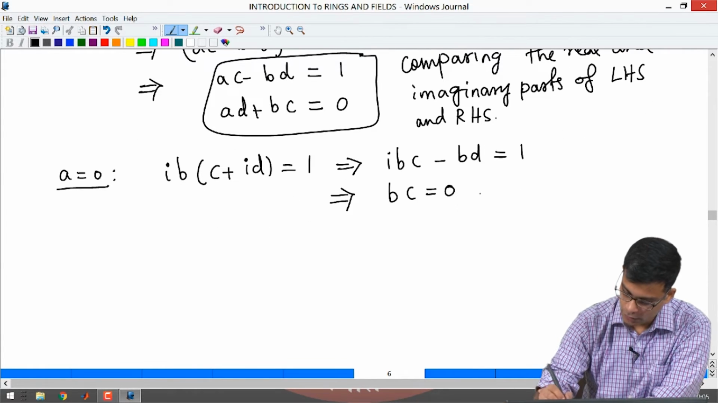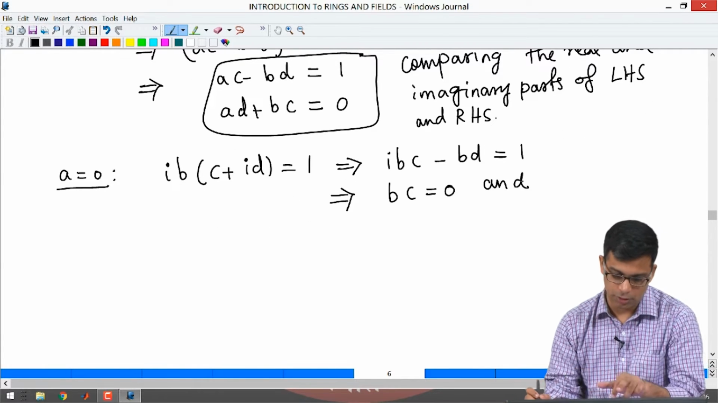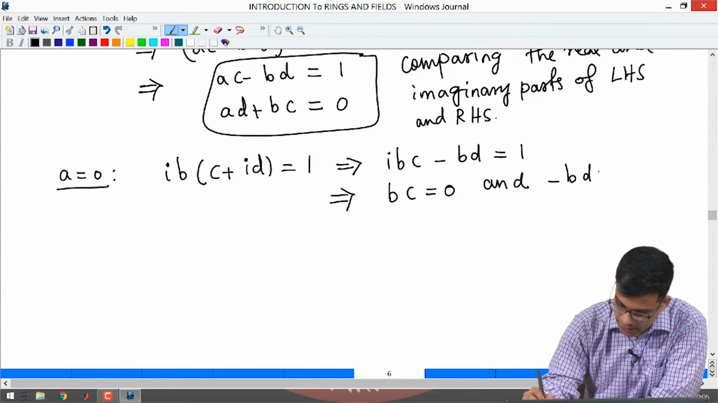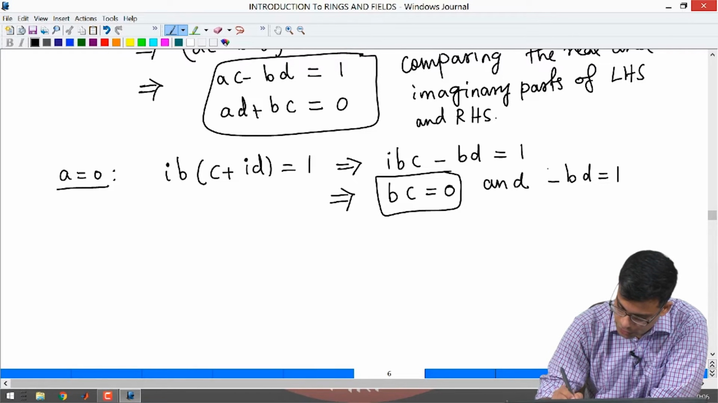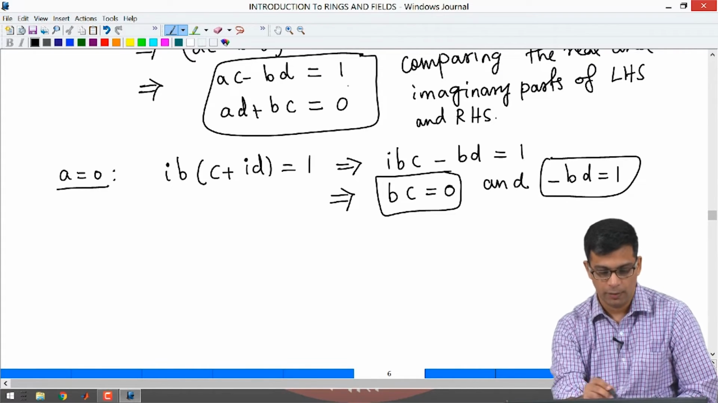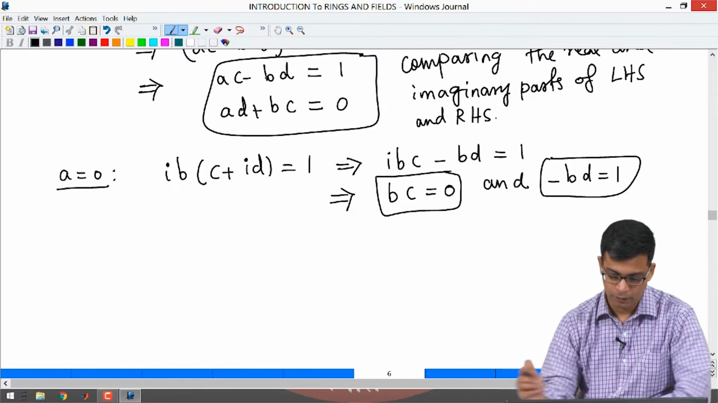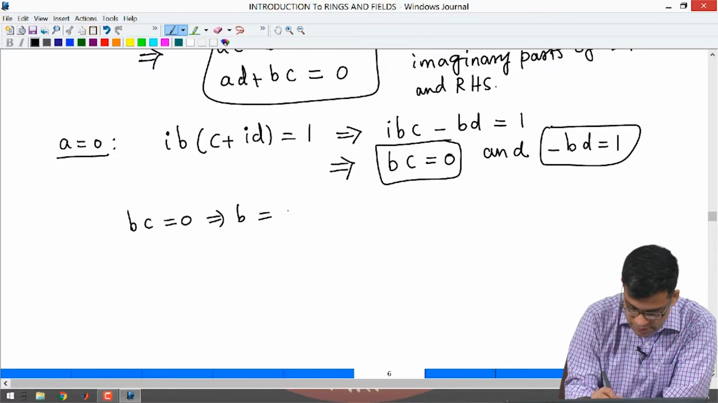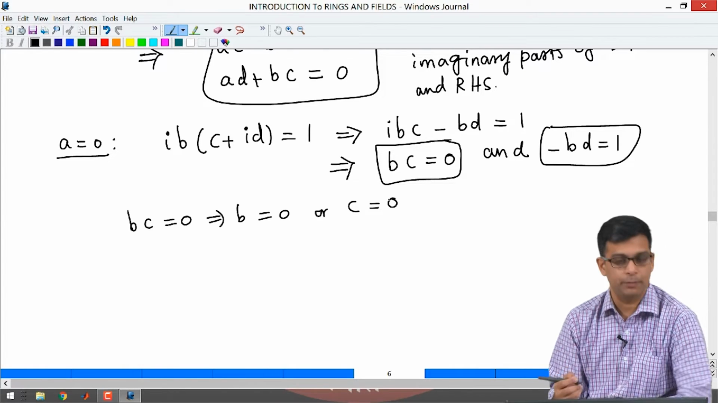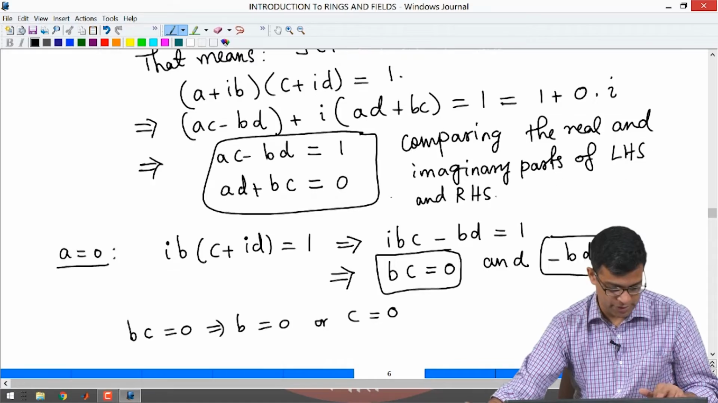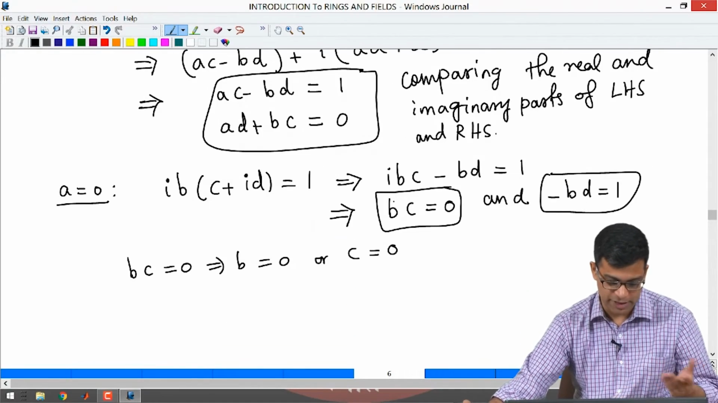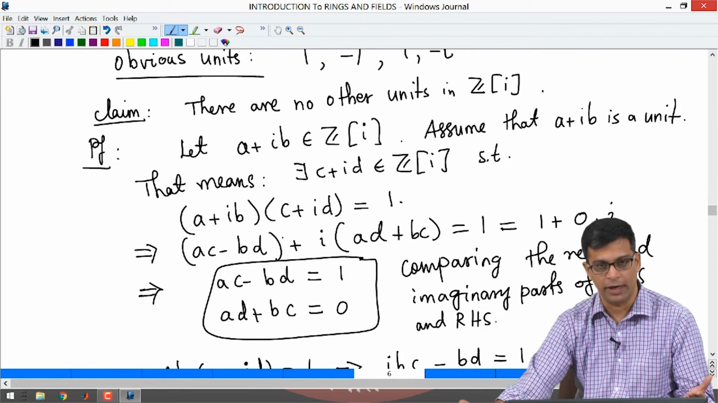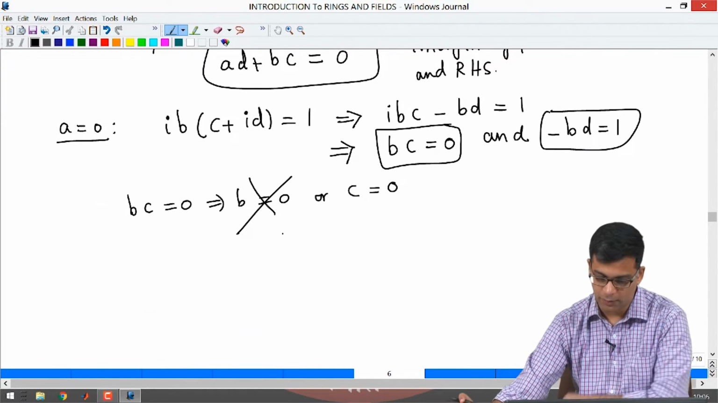correct, and this is the second equation, A is 0. So, BC is 0 and minus BD is 1. So, we get two equations. This is exactly these equations in the special case that A is 0, but BC is 0 implies B is 0 or C is 0, but can B be 0? If A is already 0 under assumption, if B is 0, that means A plus IB is the 0 element, but the 0 element cannot be a unit. So, B cannot be 0, that means C is 0.